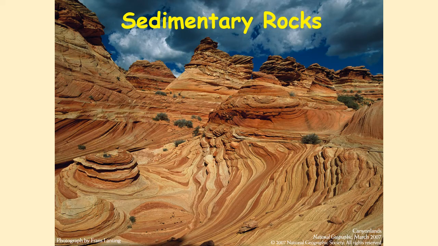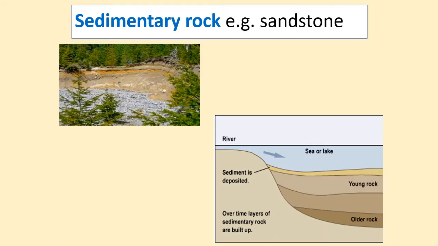Sedimentary rocks. Well, this is a canyon, and canyons are a good source of where we can see sedimentary rocks. And in this picture, you'd be able to see lots of layers of different colored rocks forming. And that should give you a clue as to how sedimentary rocks form. So sedimentary rocks are things like sandstone, and that should give you a clue that sedimentary rocks are formed from grainy things like sand.